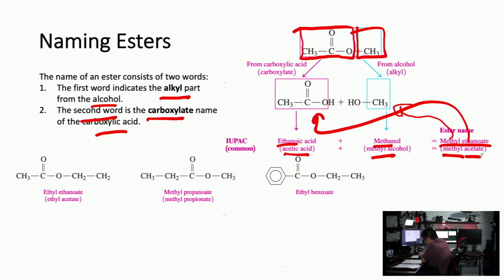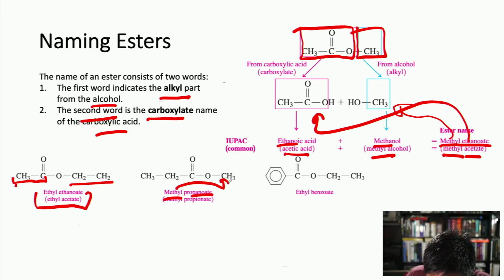Some examples here. Here is ethyl ethanoate, right? Two carbons there for the ethyl group, and then the acetate group, or the ethanoate group, there. Methyl propionate, the methyl group right there, and then the propanoate group there, three carbons. So that's methyl propanoate.